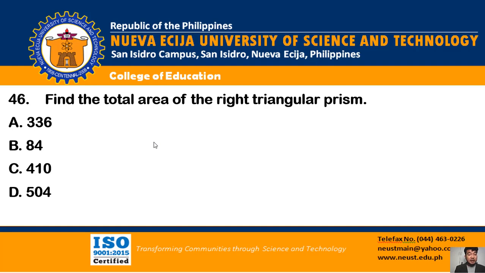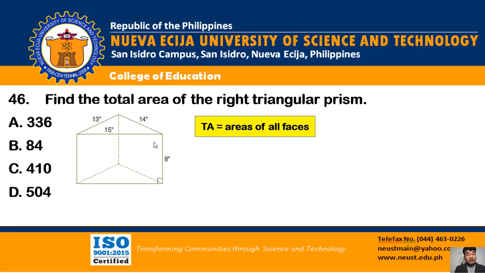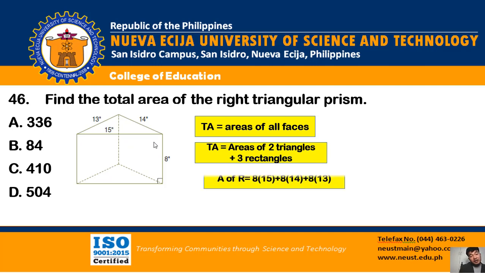46. Find the total area of the right triangular prism. Alright, so here is the right triangular prism, and our task is to solve for the total area, meaning the areas of all the faces of this triangular prism. So what we have to do is to find the area of the two triangles, which are the bases of this solid, plus the area of the three different rectangles, which are the lateral surfaces of the solid.